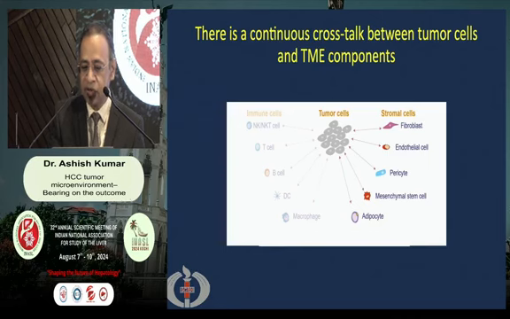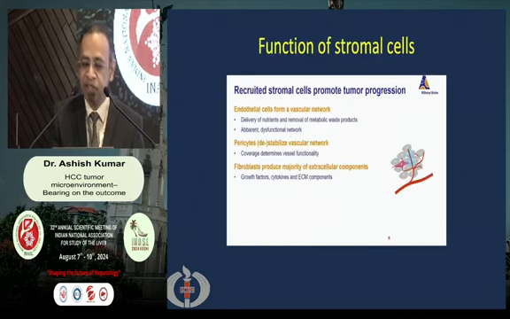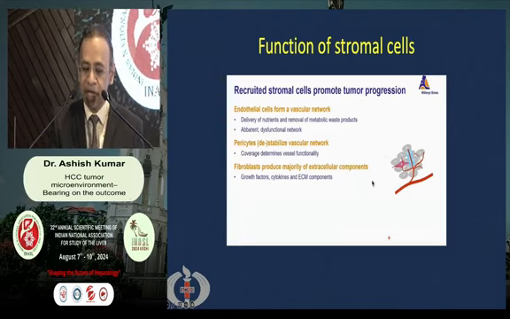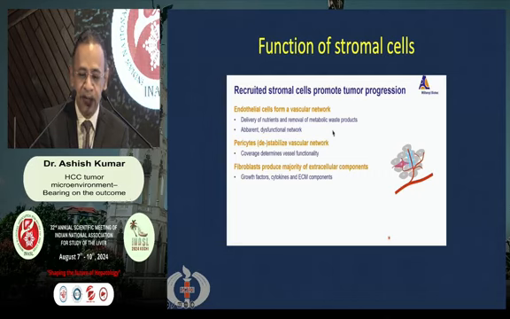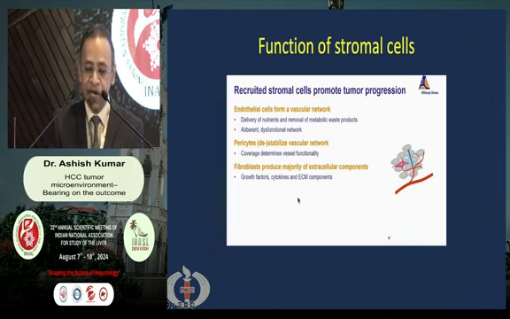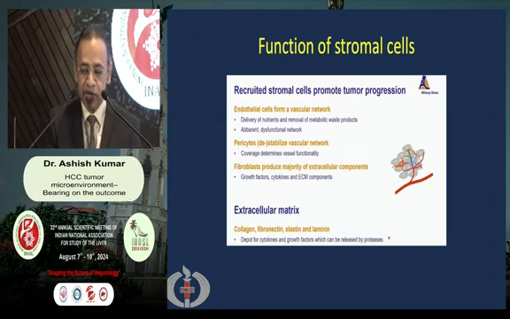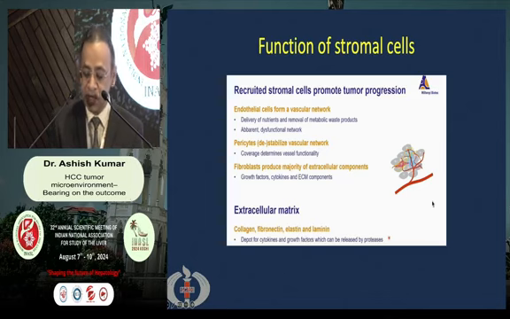So let us first talk about the stromal cells. What are the functions of the stromal cells? The basic function is that they promote tumor progression. They consist of endothelial cells, which form the vascular network and supply the blood and nutrition to the tumor. Then there are pericytes, which stabilize the vascular network, and fibroblasts, which give the extracellular components, and growth factors and cytokines are produced. The extracellular matrix also contains collagen, fibronectin, elastin, and laminin. All these are supporting the tumor itself.